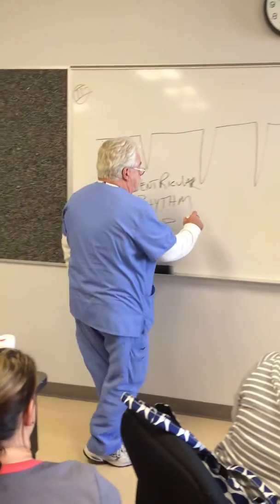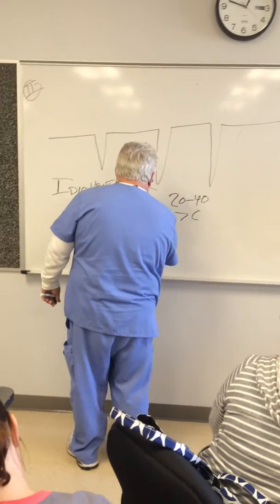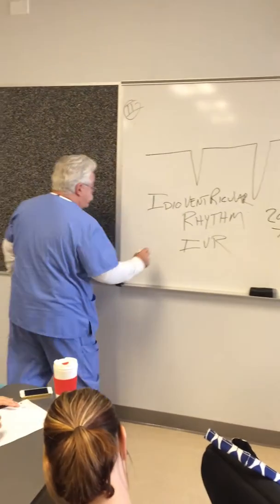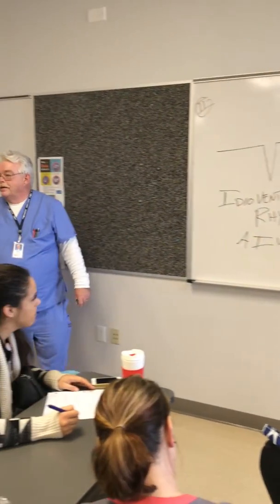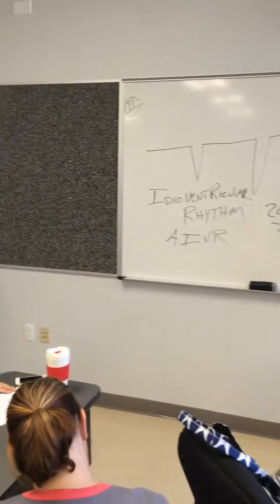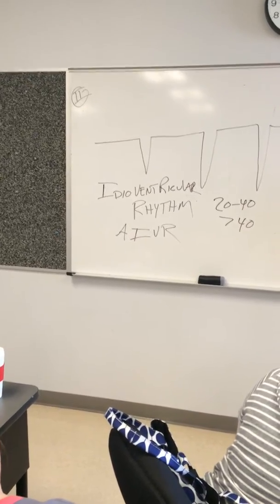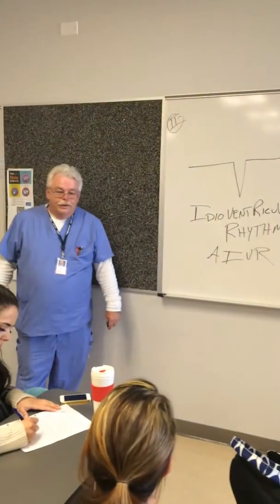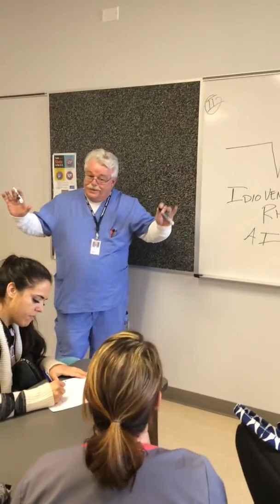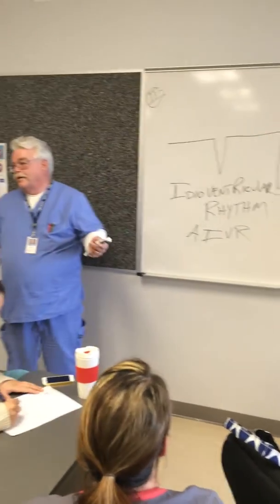The rate is going to be what? 20 to 40. If the rate is greater than 40, what's this piece of magic? Accelerated idioventricular rhythm. I don't make this up. Greater than 40 is an accelerated idioventricular rhythm. 20 to 40 is an idioventricular rhythm. It's so stupid, but that's it. I'll show you in the book. You make things more complicated. Everybody freaks out pretty much about this.